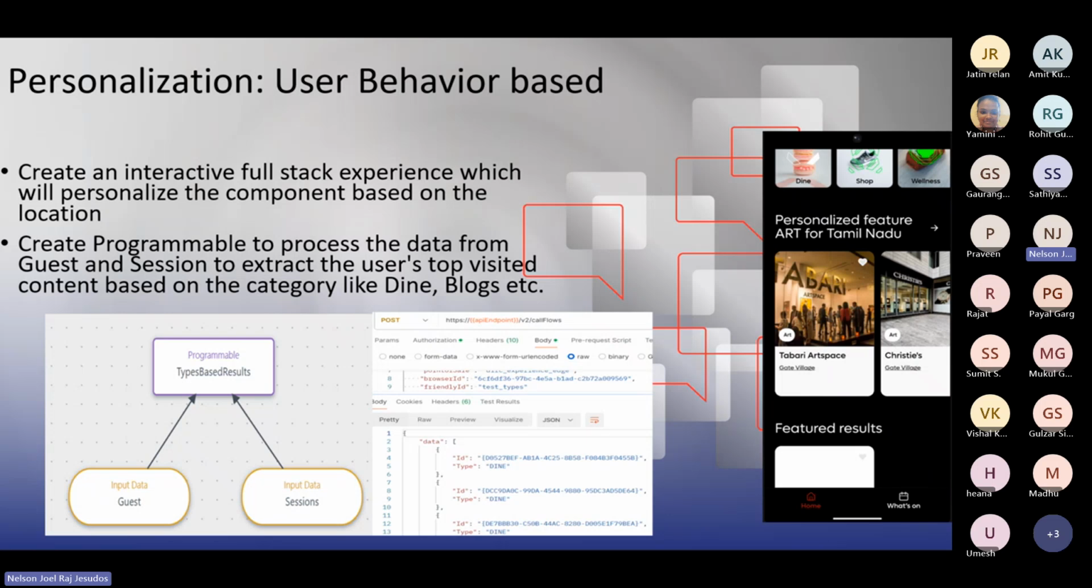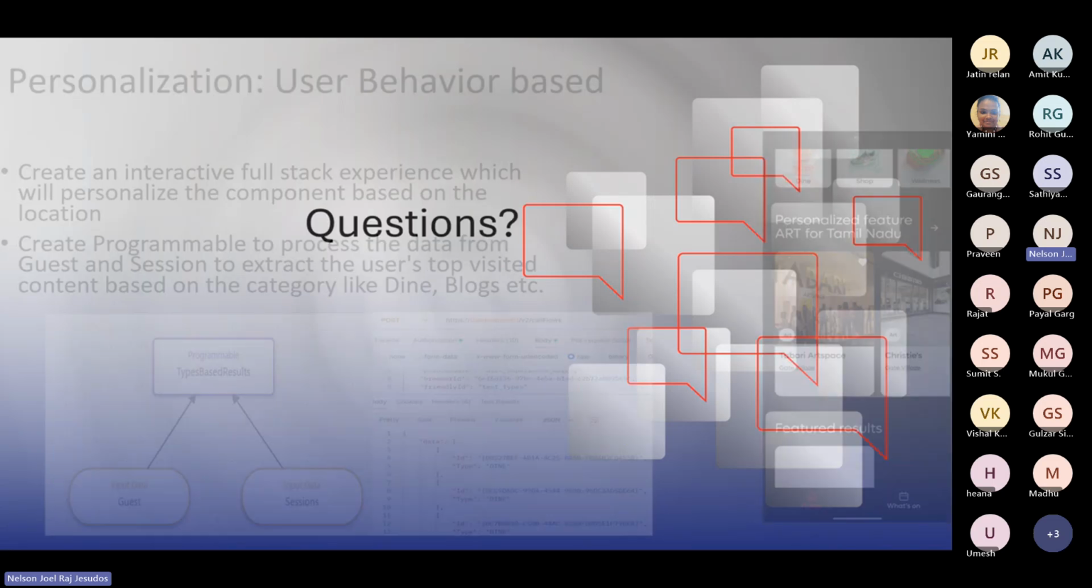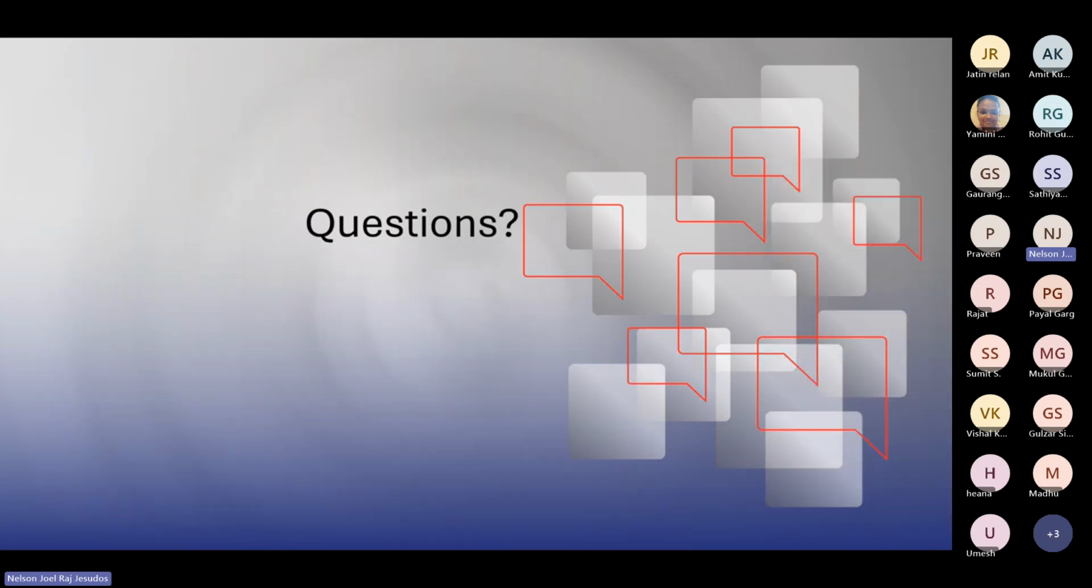This again I showed you, this is how we actually created this location-based, visitor-based thing. Like you see this one, right? This I can show you in the Postman collection as well. Yeah, that's it. Any questions?